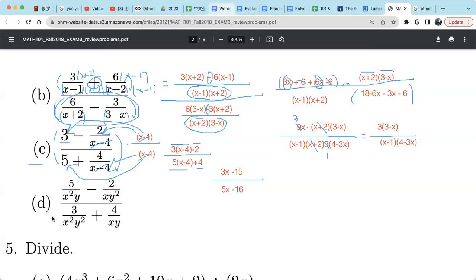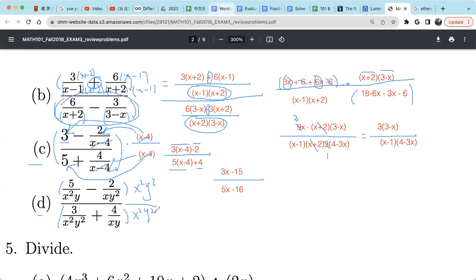Okay. Let's see D. For D, we want to do something similar to C. We see x squared y, denominator xy squared in the numerator, and in the denominator x squared y squared, then xy. Okay, we want to multiply, so the common denominator is just x squared y squared. So we want to multiply the numerator with x squared y squared, the denominator with x squared y squared also.